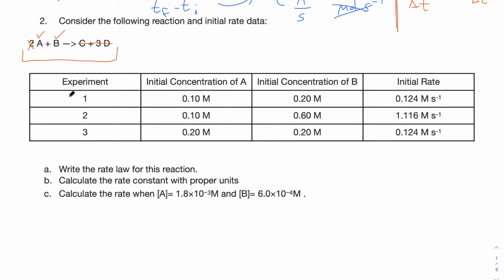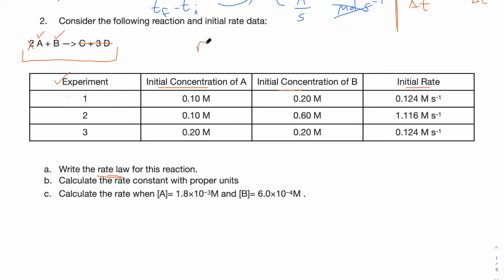And there's always going to be multiple experiments. You're only looking at the initial concentration of the reactants, and then you're only looking at the initial rate. So that's how fast the reaction is going at the very beginning of the process, at the very beginning of the reaction. And the first thing you always do for this kind of data set is determine the rate law.